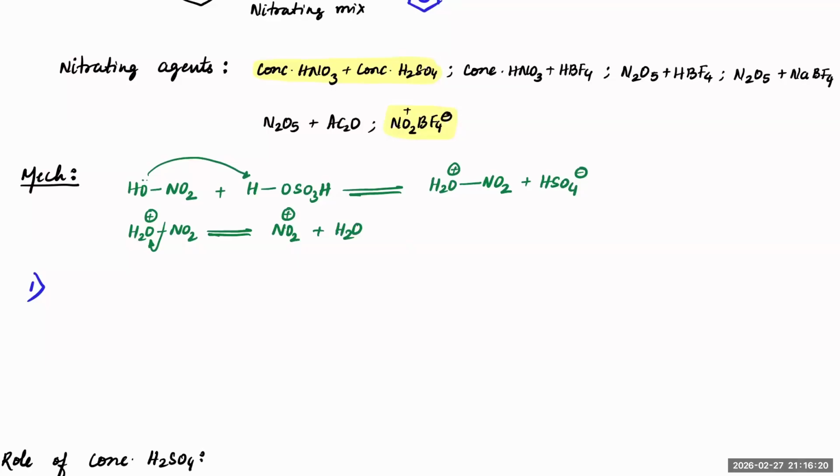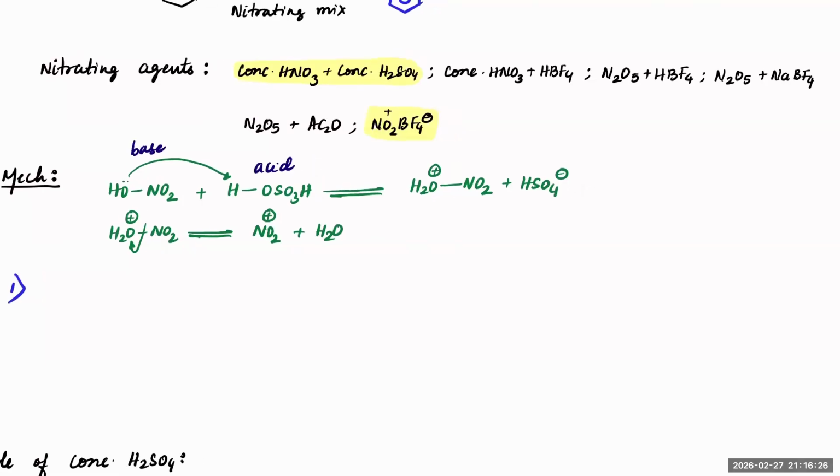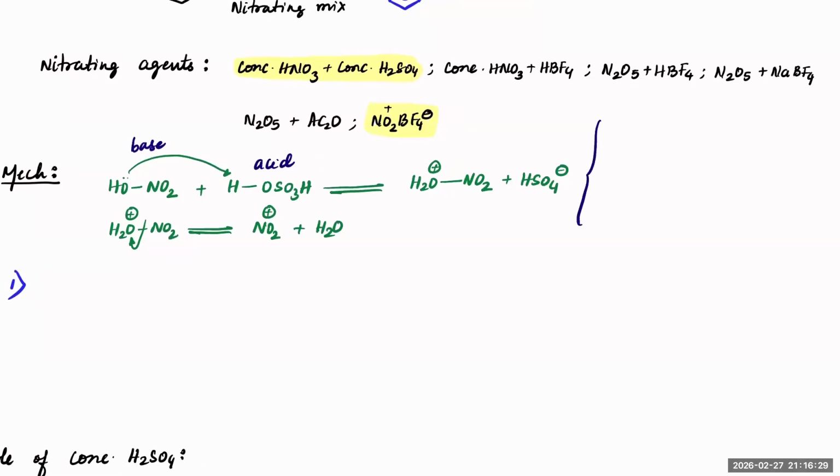Now, this is only possible when this acts like an acid and this acts like a base, correct? Which means, in terms of acidic strength, the acid HOX that you are taking should be stronger than HNO3. Then only nitration is possible. So in that case, we can get NO2 plus formation here.